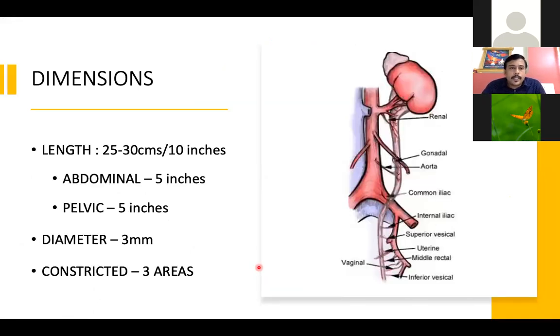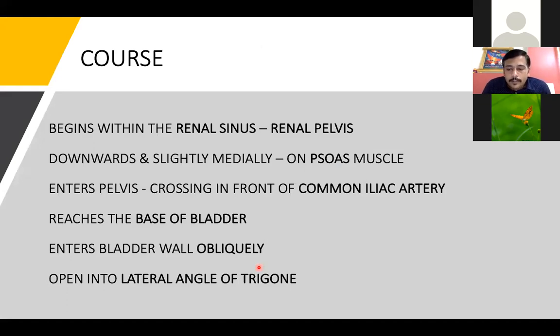Coming to its dimensions, the length of the ureters is 25 to 30 centimeters, approximately 10 inches. The abdominal part is 5 inches in length, and the pelvic part is 5 inches in length. The diameter is around 3 millimeters, and you can find 3 constrictions in the ureters. Those are the areas where calculi or stones are commonly obstructed.